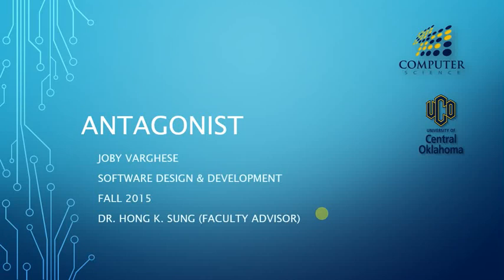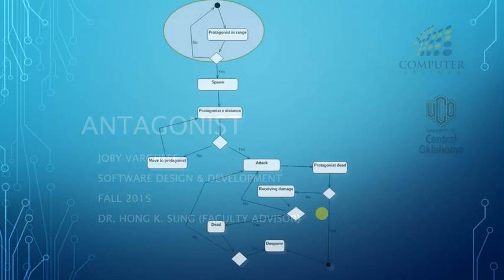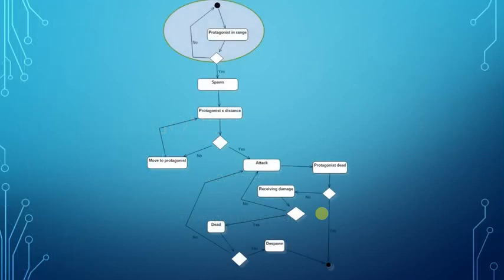Hello, for this semester my team contribution we're creating the antagonists. They have unique attributes and skills, however they follow the same procedural pattern as you can see on this activity diagram. The first question that they ask is if the protagonist is in range, and if not they enter the first loop where they keep going into the loop of checking if the protagonist has come into range.